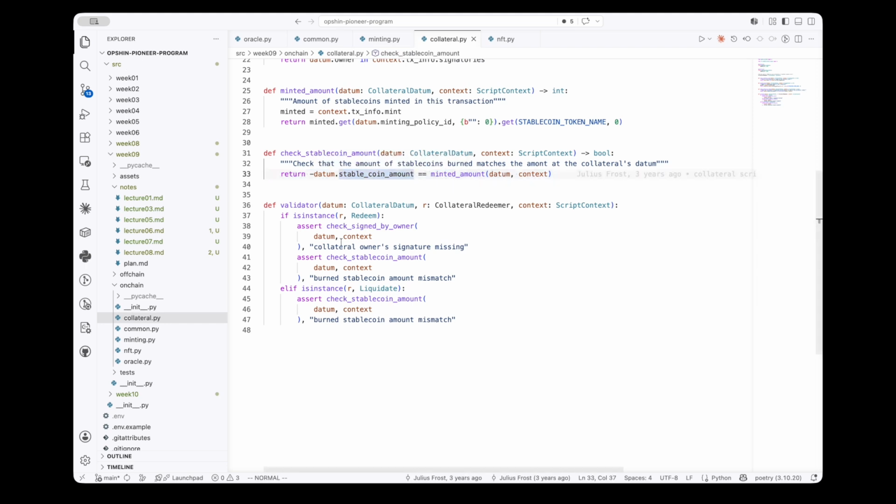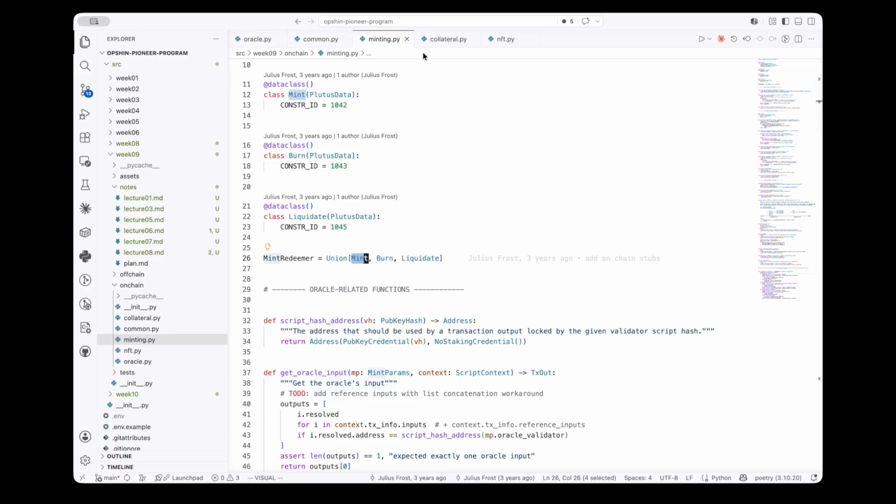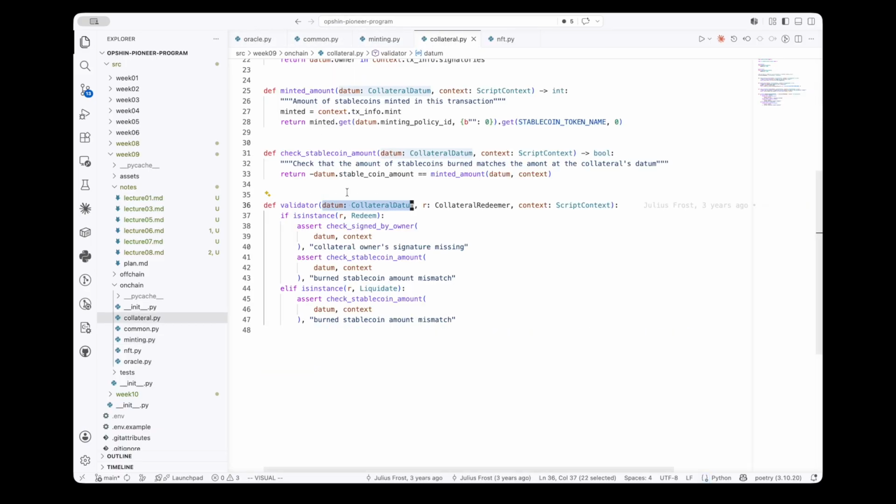So then looking at the validator itself, note that here, unlike in the minting case, we do now have a datum, because this is a spending type of validator, and the datum is exactly this collateral datum. And then we have, as usual, the redeemer and the script context.